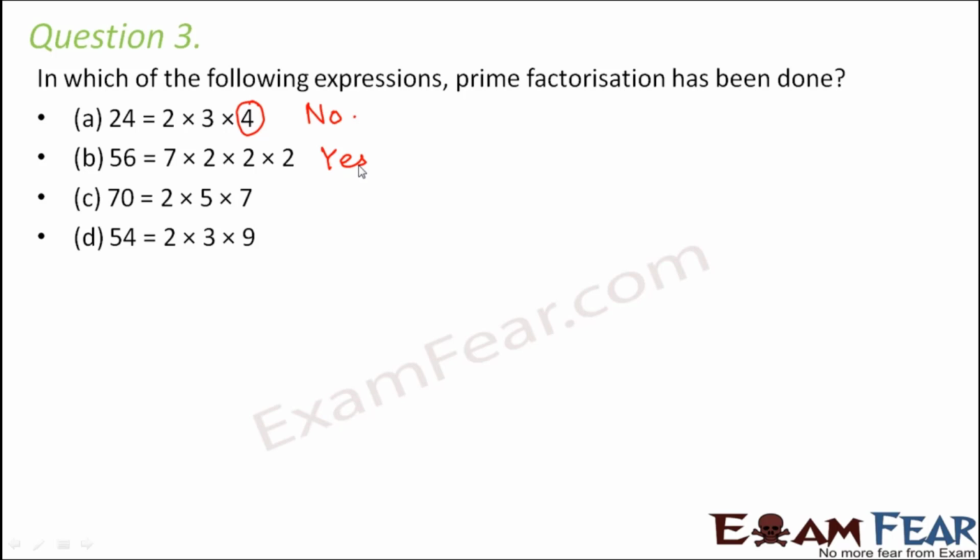70 is equal to 2 into 5 into 7. So 2, 5 and 7, all of them are prime numbers. So here also prime factorization is done. 54 is equal to 2 into 3 into 9. Here prime factorization is not done because 9 is not a prime number.